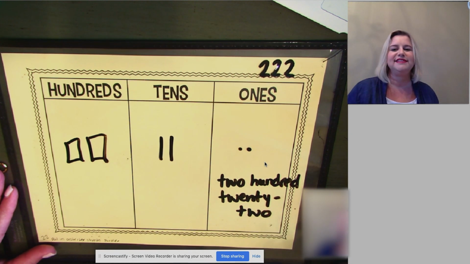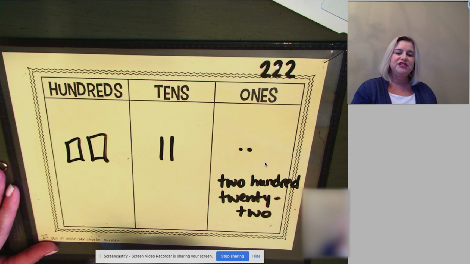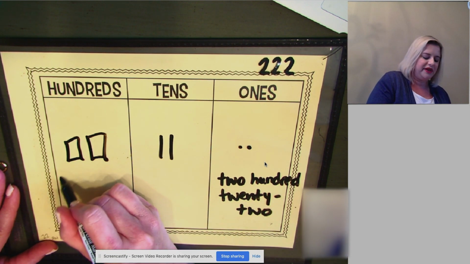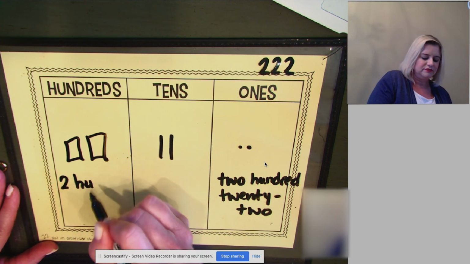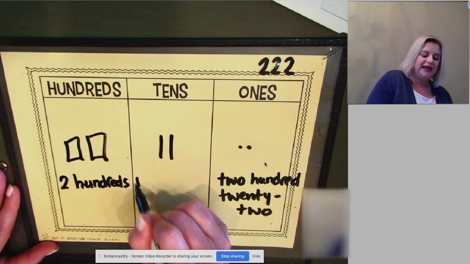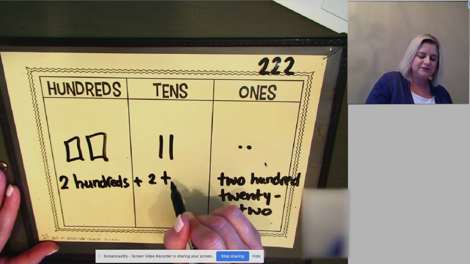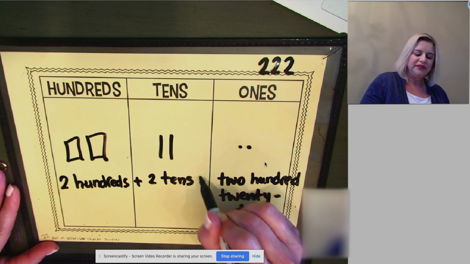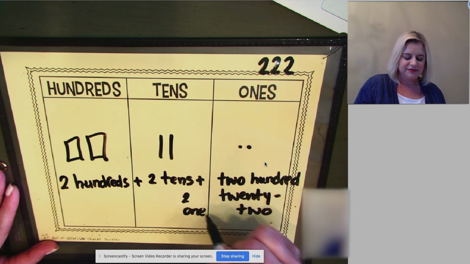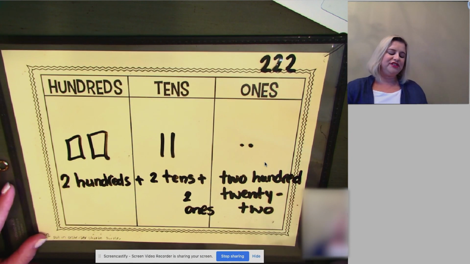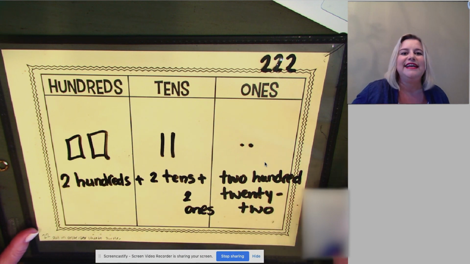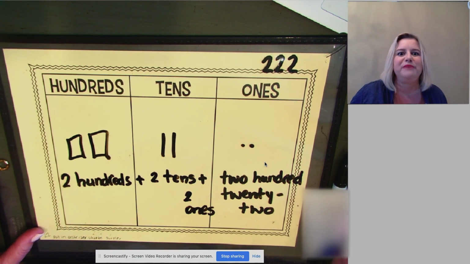Now, what's some other ways? You're right, we can just look at our model and label it underneath. We have 200s, plus 2 10s, plus how many ones? 2 ones. Excellent. 200s plus 2 10s plus 2 ones. Way to go. Let's do 20 jumping jacks.